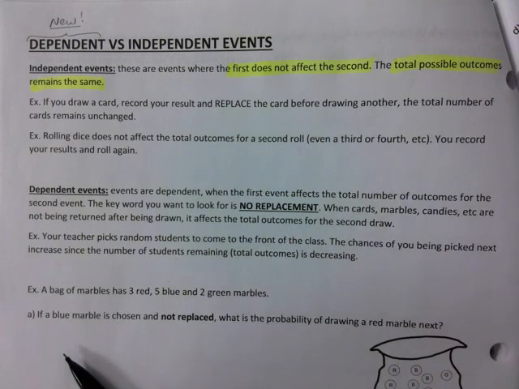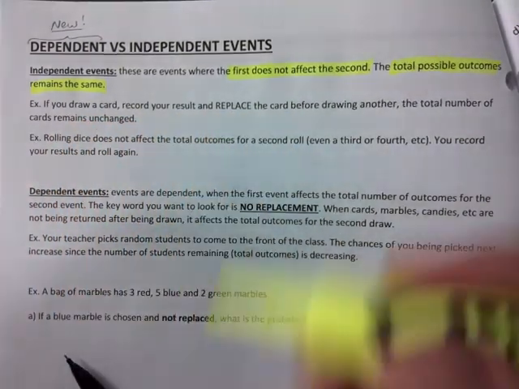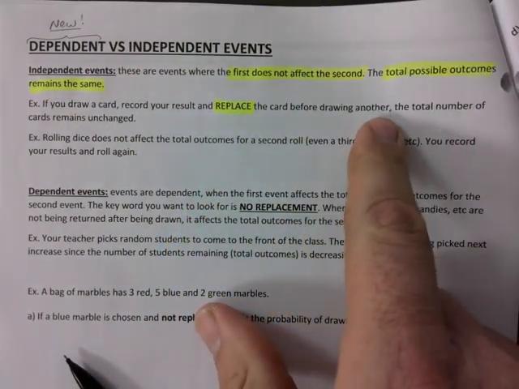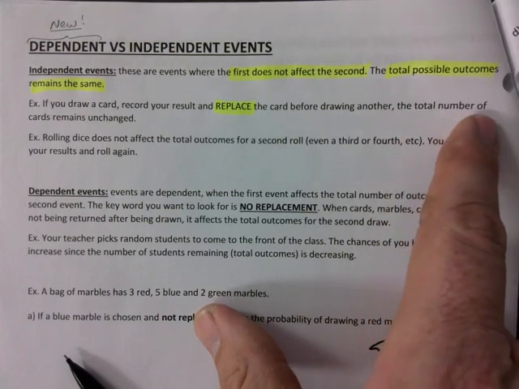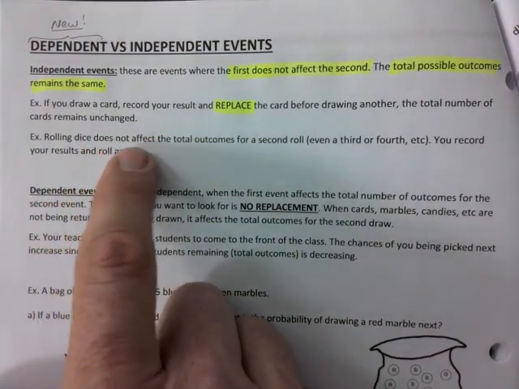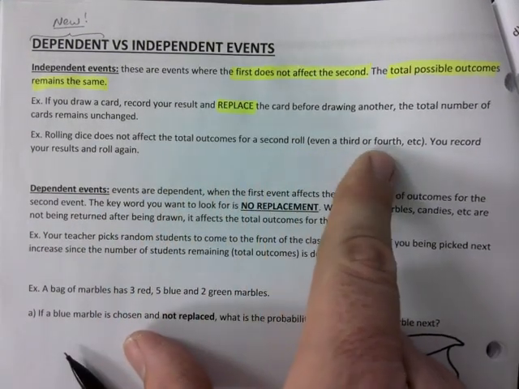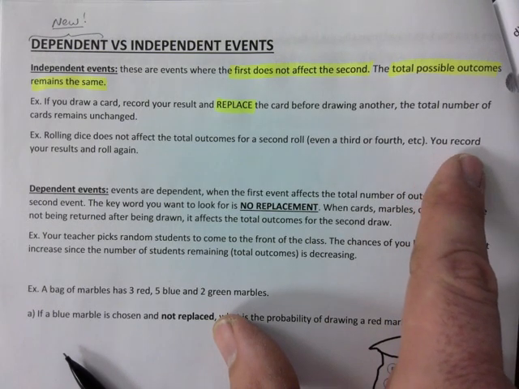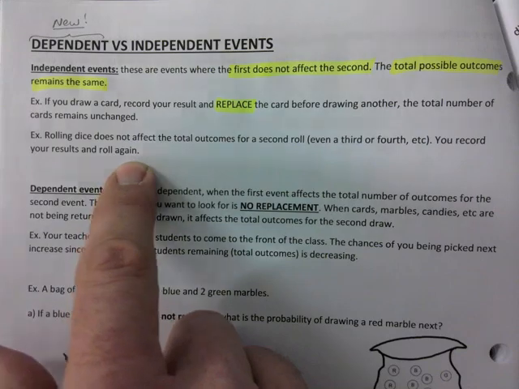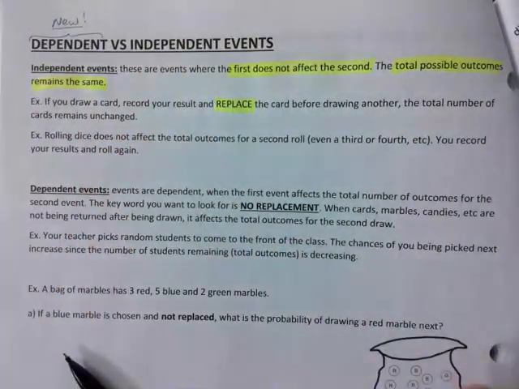So here's some examples. If you draw a card, record the results, and then replace it. Let's highlight the replacing part. Before drawing another, the total number of cards remains unchanged. Rolling dice does not affect the total number of outcomes for a second roll, even a third or fourth or whatever, etc. You record your results and roll again. Nothing changes. So that's what we call independent events.